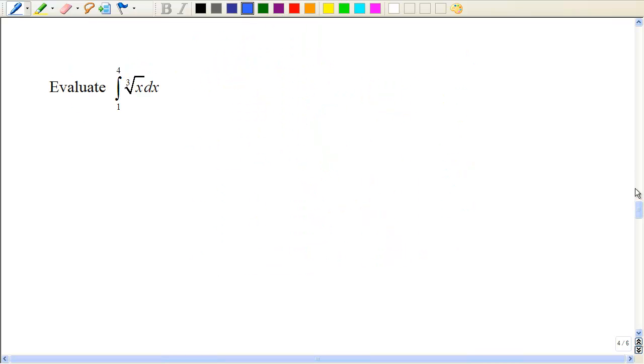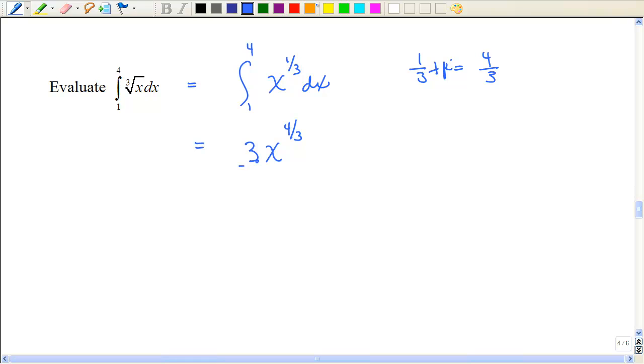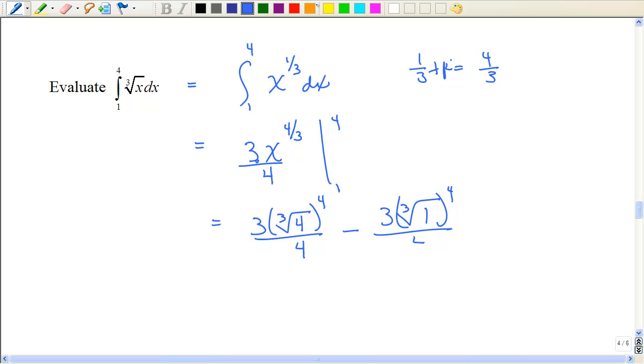All right, so now we just have evaluate, but that still means to find the area of the curve bounded by 1 and 4 on the x-axis. So anytime you see a radical, we need to rewrite that as an exponent, so that's the 1/3 power. So I can use the power rule. Now remember, the power rule says you add 1 to the power, so that's going to be 4/3, and then you divide by that, which means multiply by the reciprocal. So that's going to be x to the 4/3 multiplied by 3/4. So that's 3 times the cube root of 4 raised to the 4th power over 4, minus 3 times the cube root of 1 raised to the 4th power over 4.